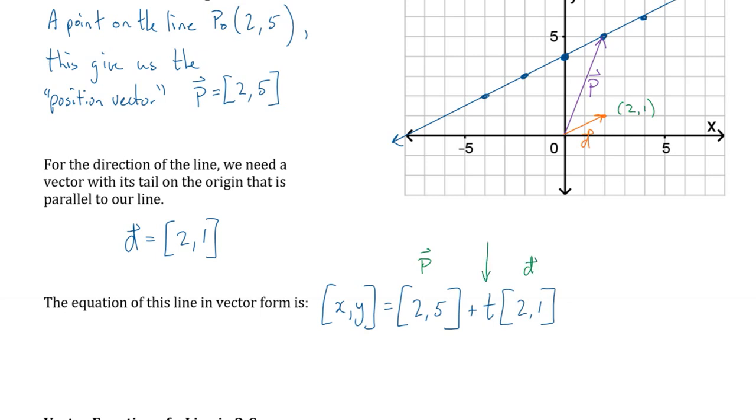And it doesn't have to be t. We use different variables at different times. So we often use T, S, R, those ones. T is a common one, but that's just kind of a random variable that we're using.